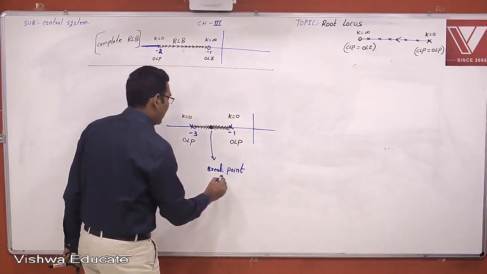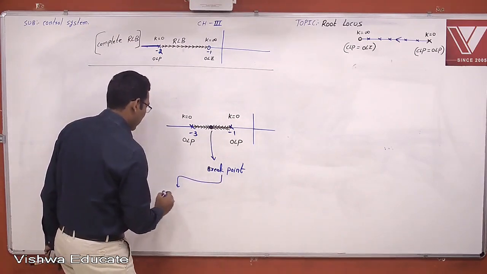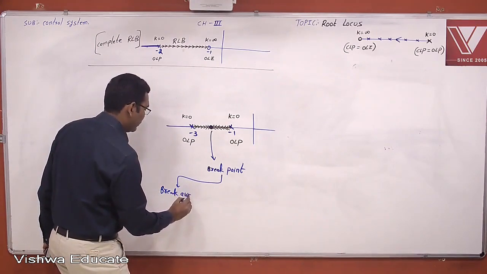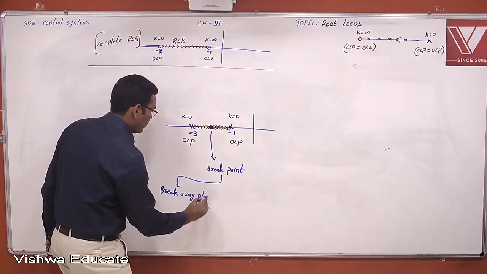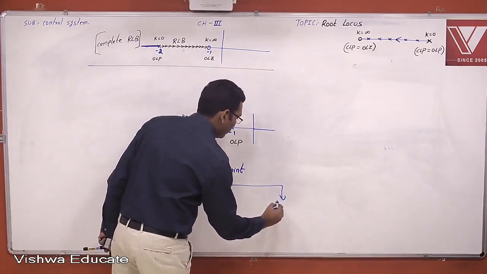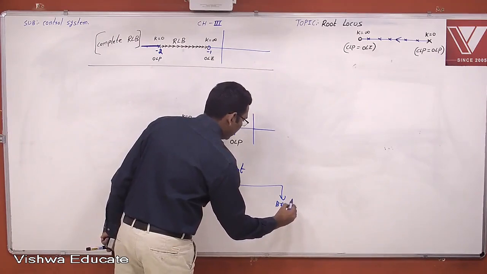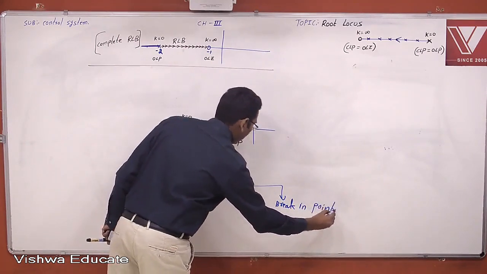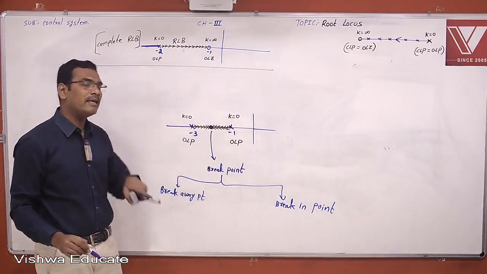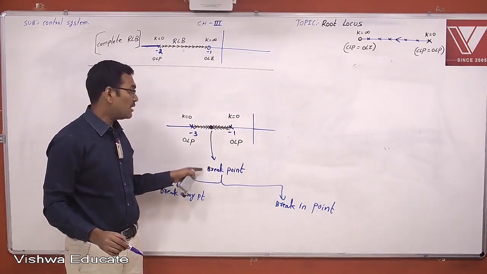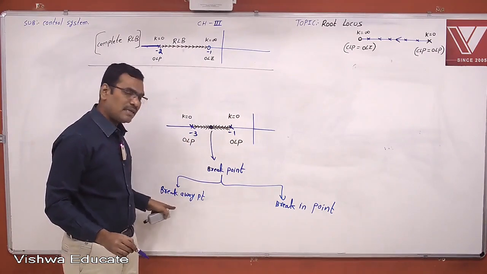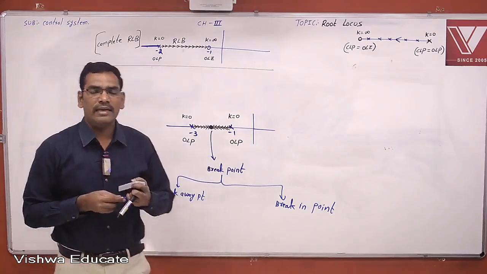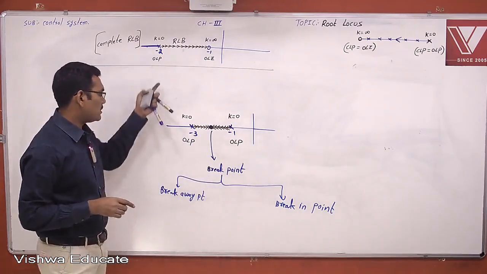Now actually the break point is of 2 types. One is the break away point, another one is the break in point. Break away point and break in point. But a breakaway point or a break in point is called simply a break point. Sir, you say whether this break point comes under the category of breakaway point or break in point? That we will discuss. Now first you just take these examples.